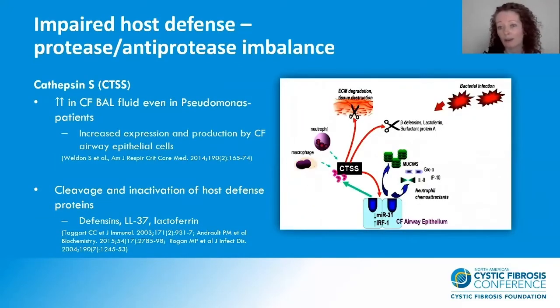So in the lab, we're particularly interested in the cysteine protease cathepsin S. Like elastase, it's a potent elastinolytic enzyme. We identified CF airway epithelial cells as a source of cathepsin S and found that expression and secretion were increased by dysregulated microRNA expression. Increased cathepsin S activity in the CF lung may also have a detrimental effect on host defense, as cathepsin S can cleave a number of antimicrobial proteins, including defensins, LL-37 and lactoferrin, thereby modulating their activity.